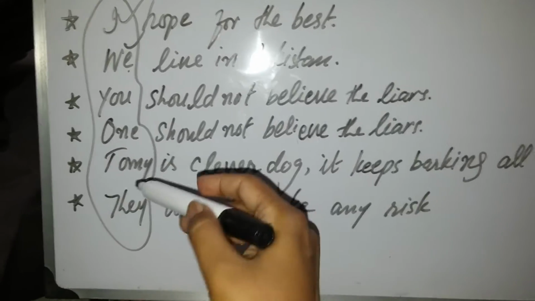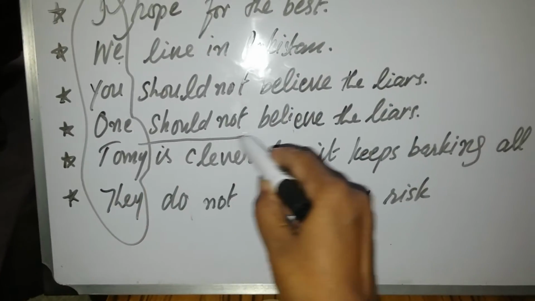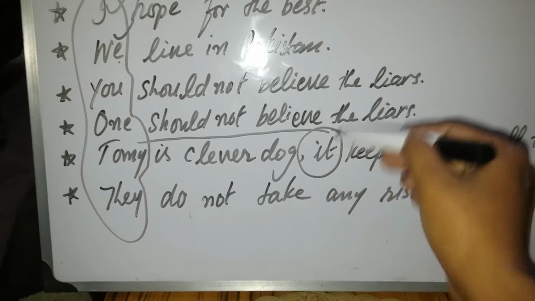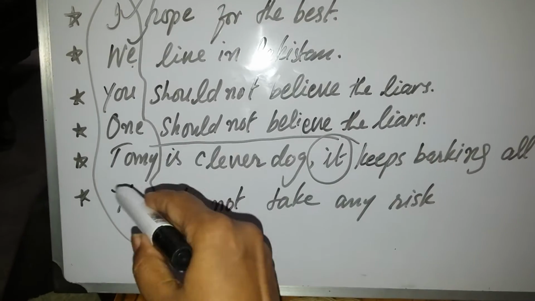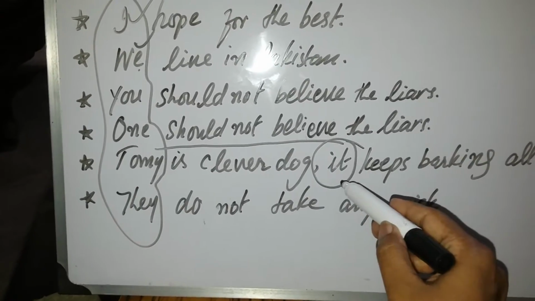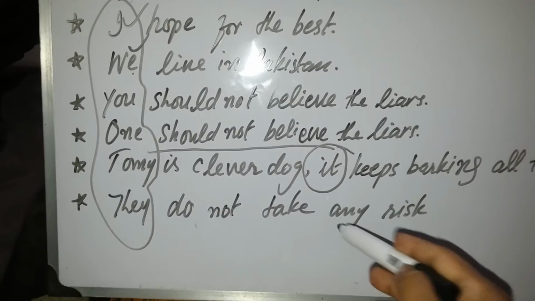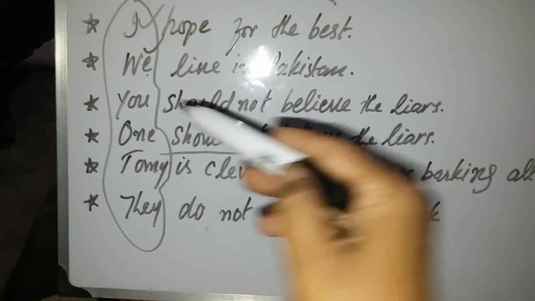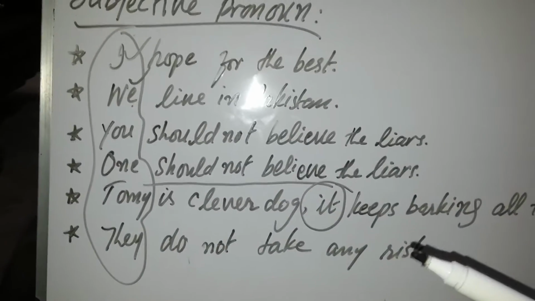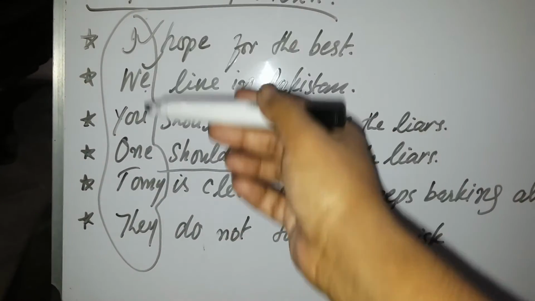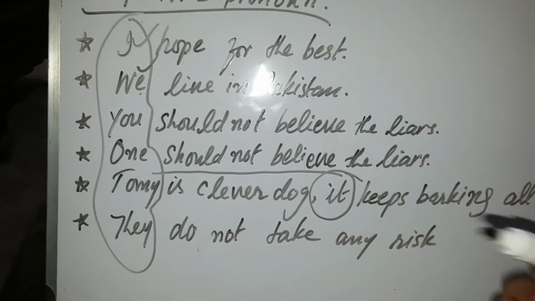Now Tommy is a noun, and it is used instead of Tommy, so this is also a subjective pronoun. They do not take any risk. They is a plural pronoun. So these are all subjective pronouns which we use instead of a subject.